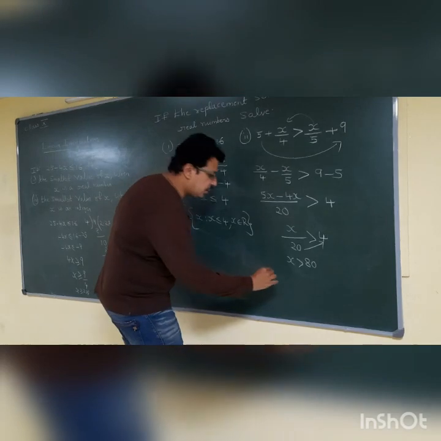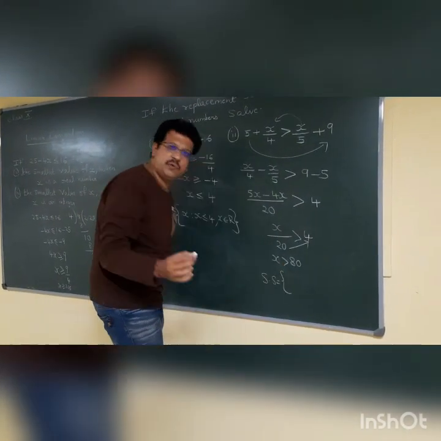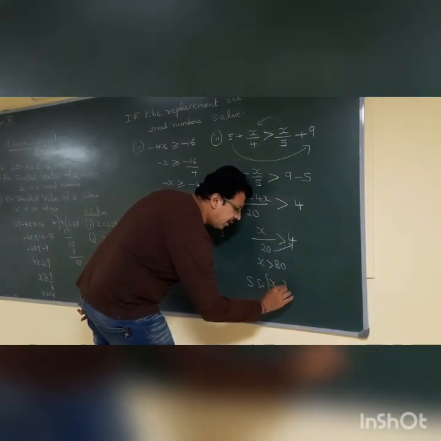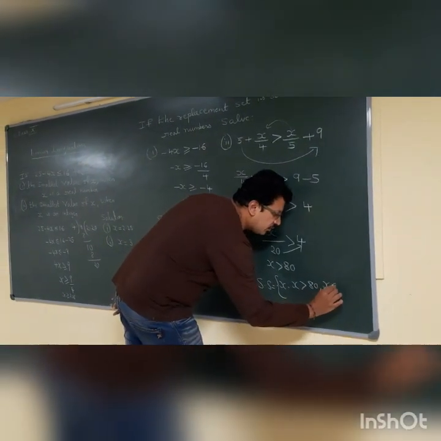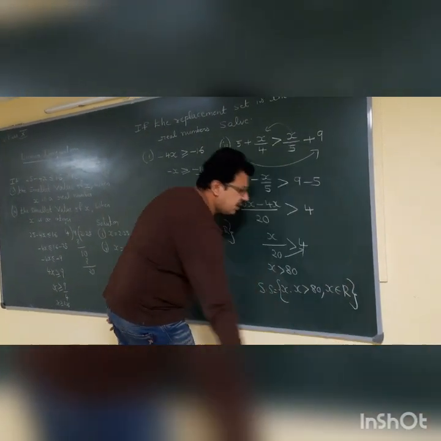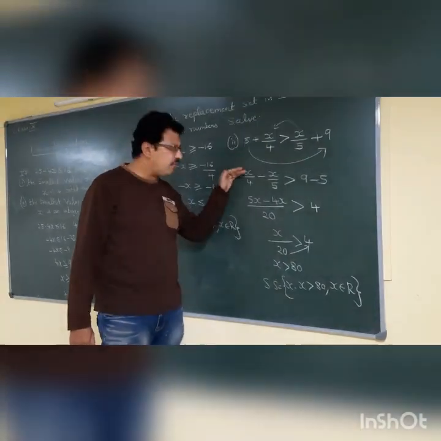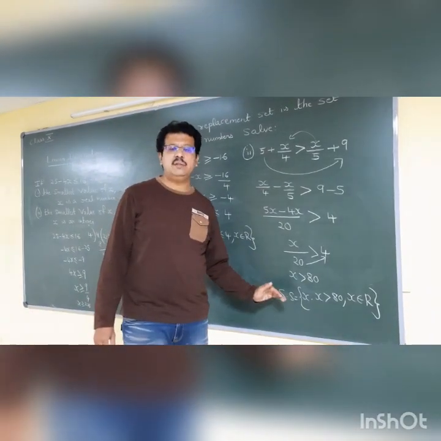So what should be your solution set? The same way we did in the previous problem: x such that x is greater than 80, x belongs to real numbers. So this is how you have to solve this type of sum. Only you have to be very careful in simplifying the problem. That's all. Simplification is very important in this problem, children.